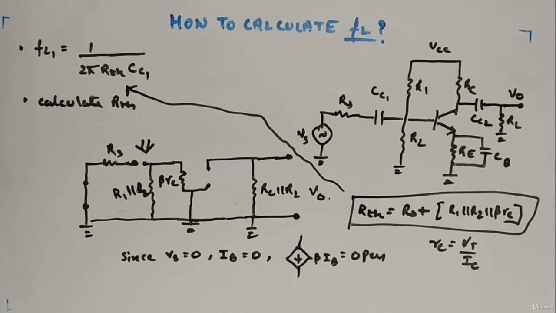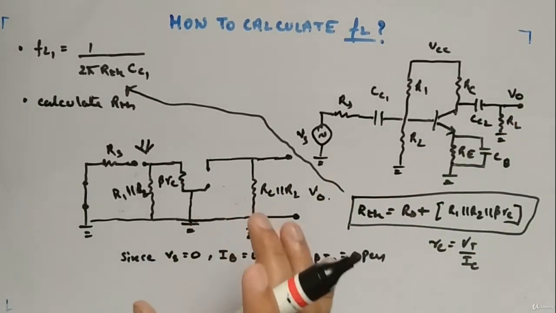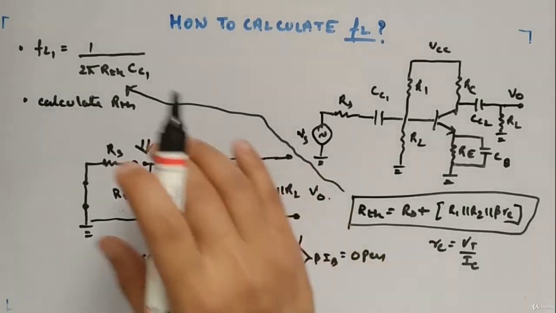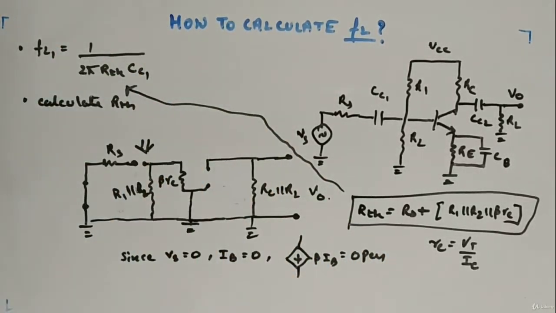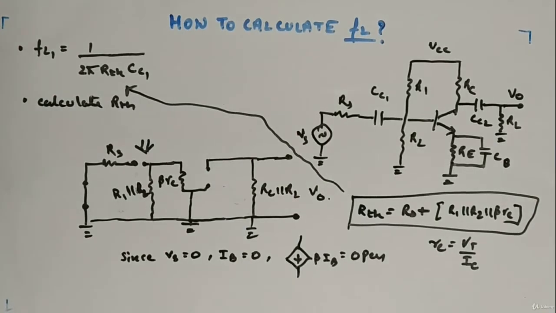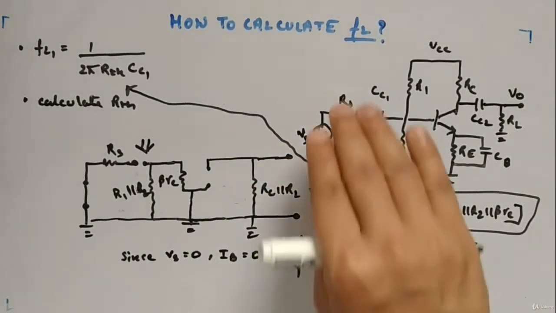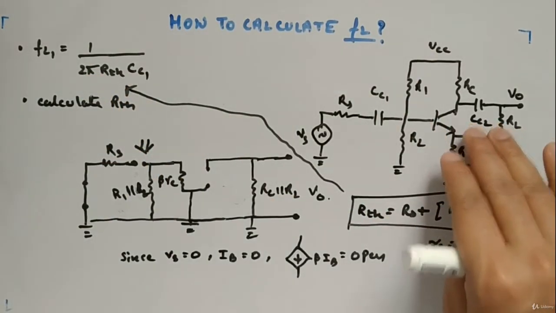Okay, so you don't have to memorize this. Just remember that all the FLs will have this value, 1 by 2 pi RC. The RTH depends upon which capacitor you are looking from. That is how you have to calculate FL. Now this is FL1.